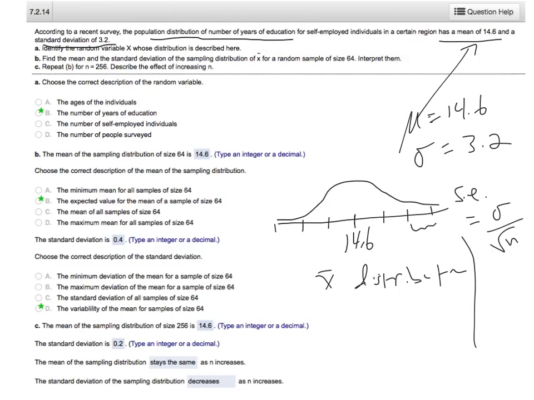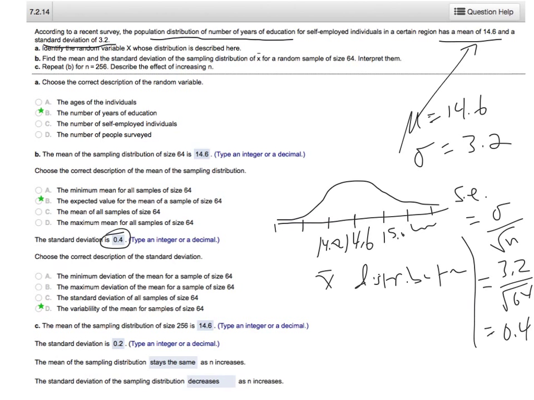So in this case, sigma is given to us to be 3.2. And here in the first question it says size 64, so a sample of size 64. If we do that, you get 0.4. So the standard deviation of the X-bar distribution is 0.4. So that's how far apart these tick marks are. So this would be 15.0, this would be 14.2, right? So we could label the sampling distribution from knowing that.